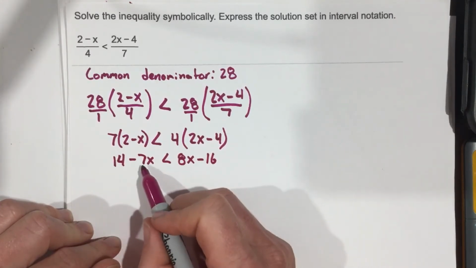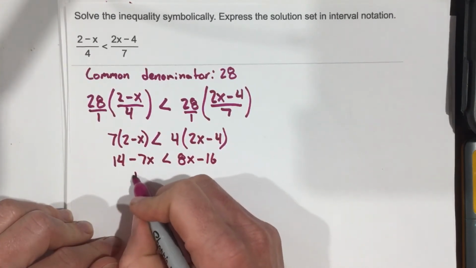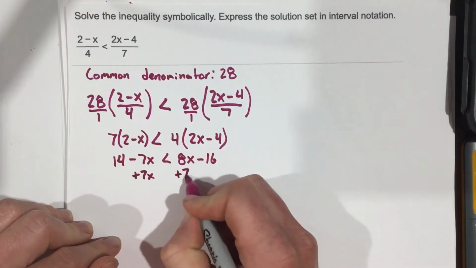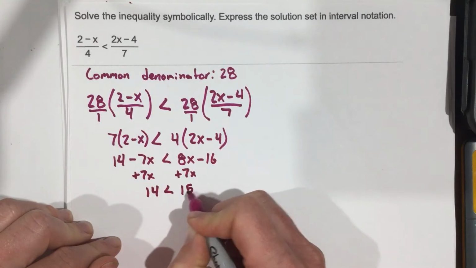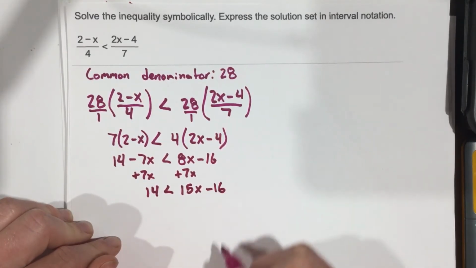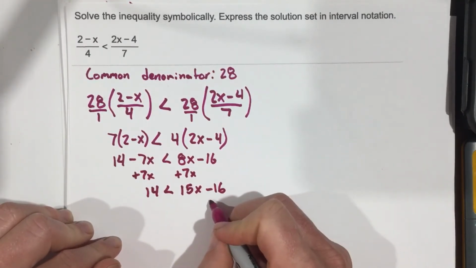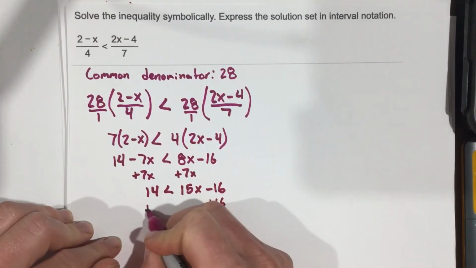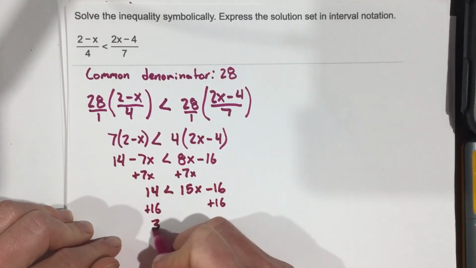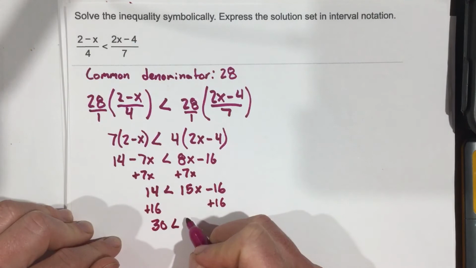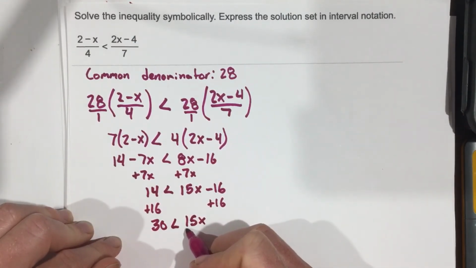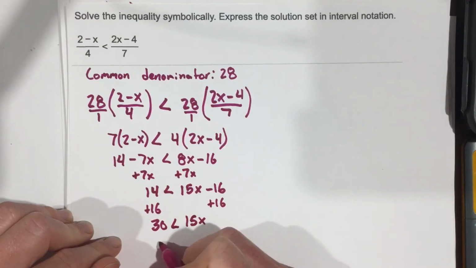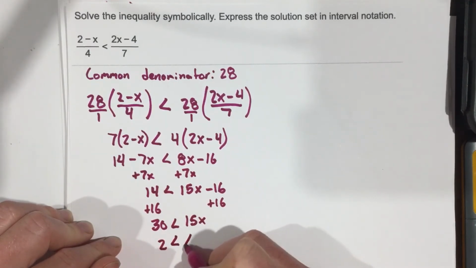We're going to add the 7x over. So we get 14, which is less than 15x minus 16. We're going to add the 16 over. That's 30 less than 15x. And finally, we're going to divide by 15 on each side. That leaves us with 2 less than x.